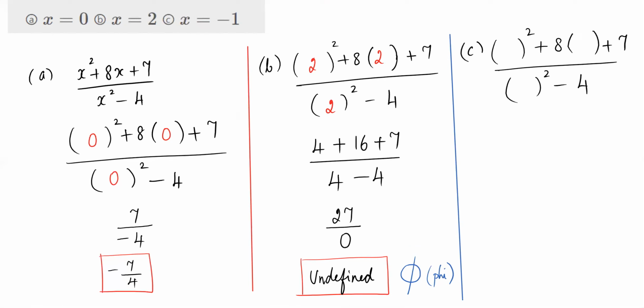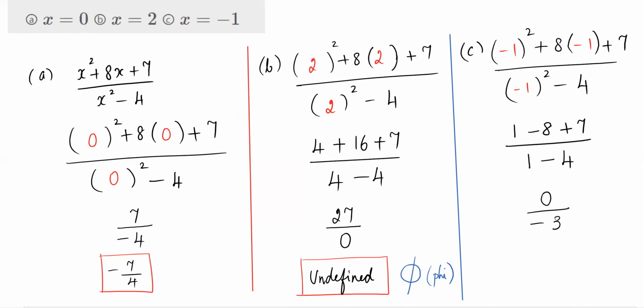That will be a negative 1 in the place of x. Again, see how well the shell works. So negative 1 squared is nothing but negative 1 times negative 1, which is positive 1. And then plus 8 times negative 1 is negative 8. You have to tread carefully here. Negative 1 squared is positive 1, minus 4. So then we have 1 minus 8, which is negative 7. Negative 7 plus 7 is a 0 over negative 3.